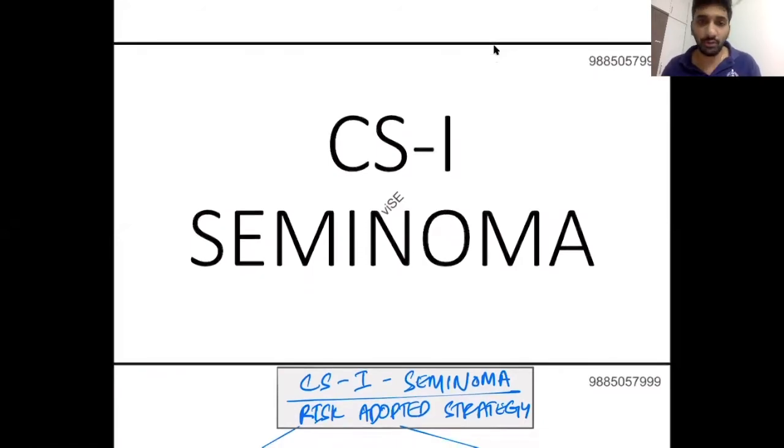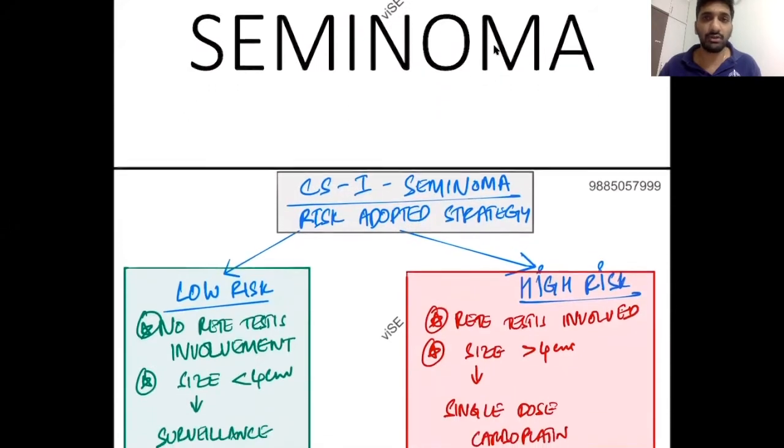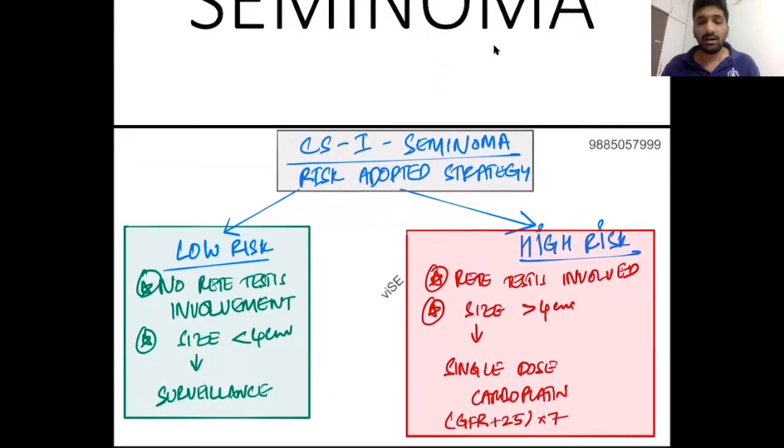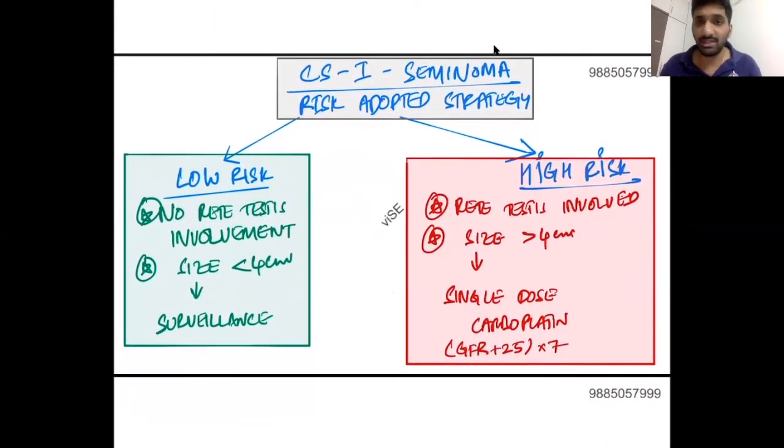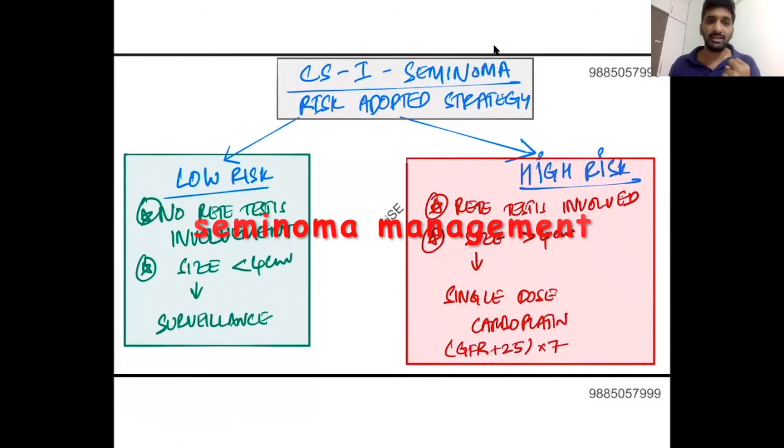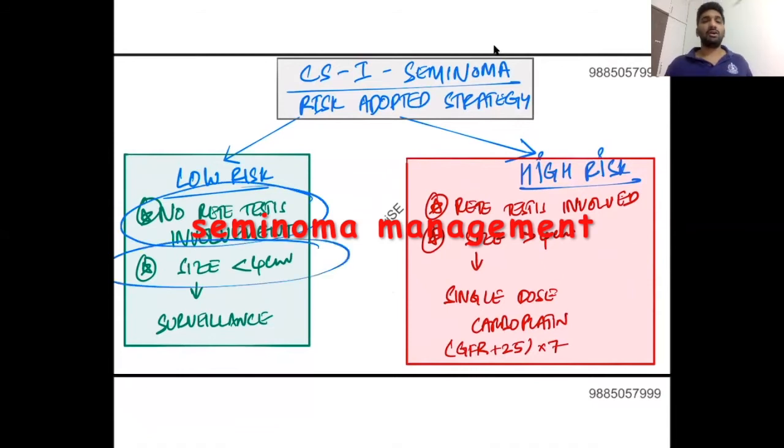So again, it's a seminoma and it falls into clinical stage 1. After step 1, I go for step 2, that is risk stratification. In the risk stratification of seminoma, you consider 2 things, just like in NSGCT, where you considered LVI and embryonal carcinoma presence. Here you consider involvement of rete testis and a tumor size of 4 centimeters cutoff. If none of these 2 are present, you consider it low risk and offer the patient surveillance.